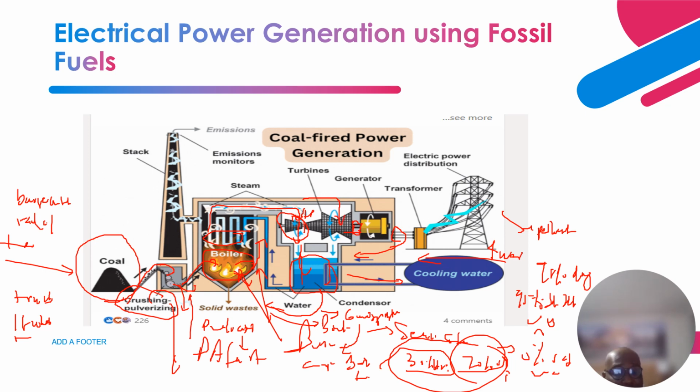right? Sometimes from the high pressure section it goes back to be reheated, right? Because after the steam goes through the high pressure section, it has lost some amount of temperature, right? So it needs to be reheated.